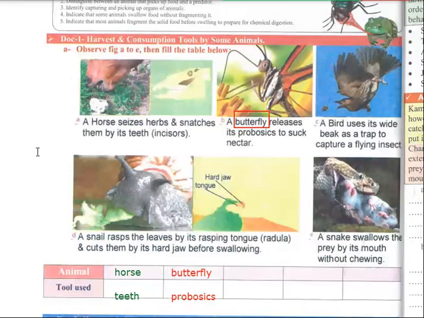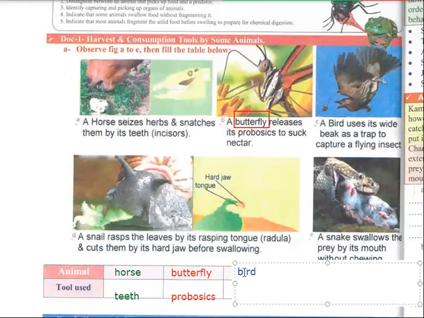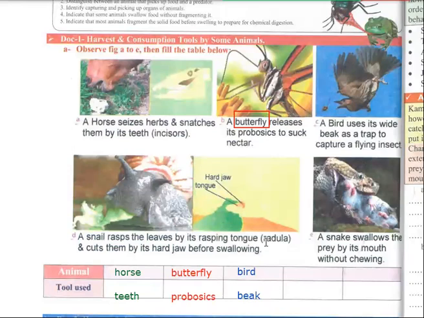Third, we have a bird. A bird uses its wide beak as a trap to capture a flying insect. Here we have a new tool used by a different animal, which is the bird. So the animal in here is bird. What does it use? It uses its beak to capture a flying insect.